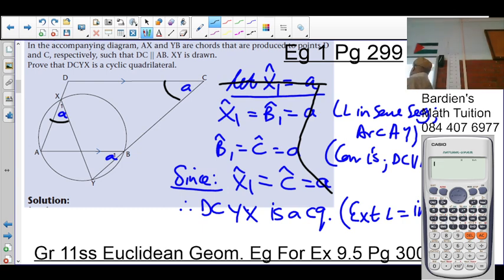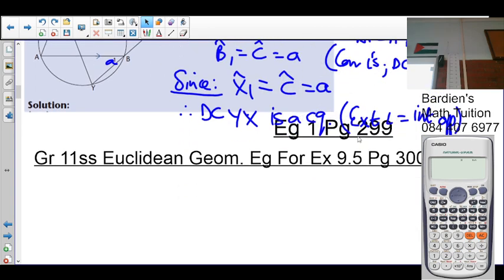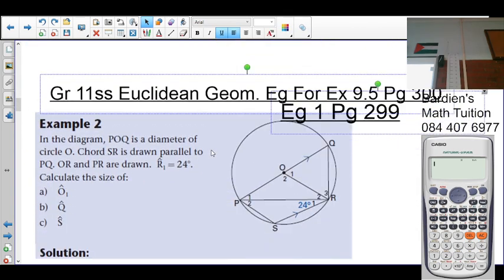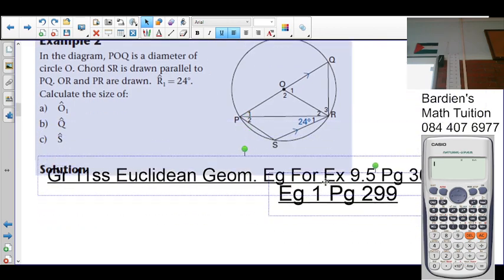DCYX is a cyclic quad, exterior angle is equal to the interior opposite. As I said, you don't have to bring that A into it. Okay? But you will see me making it a habit of bringing the X and the A and the Y to the party. Okay? It makes things easier. But if you're that kind of girl who likes life complicated, you can do it with or without, if you have no problem working with the angles as they are.